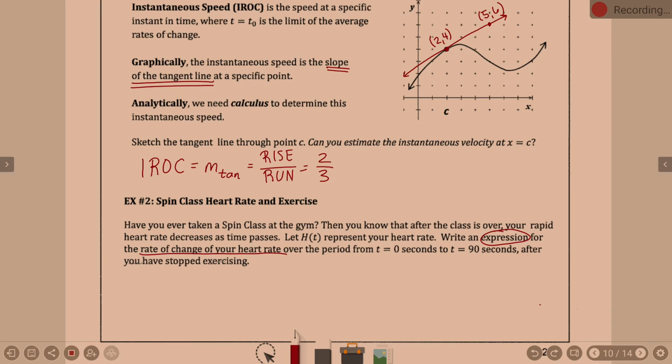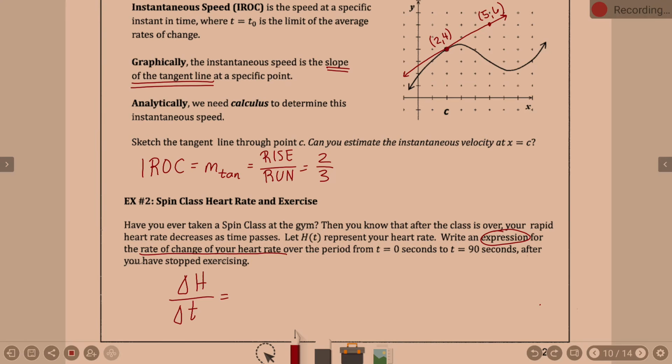But you don't know the distance. So average rate of change is normally change in distance over change in time, right? But we're not trying to find the average rate of change of your velocity. We're trying to find the rate of change of your heart rate. So instead of a change in distance, there's going to be a change in heart rate over change in time. Does that make sense? Now, how do you find the change in heart rate?